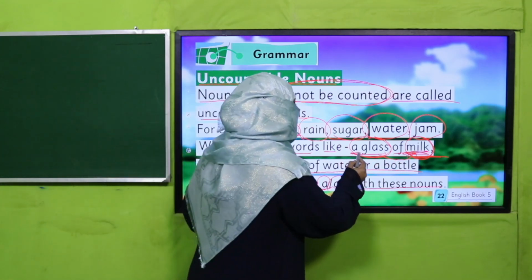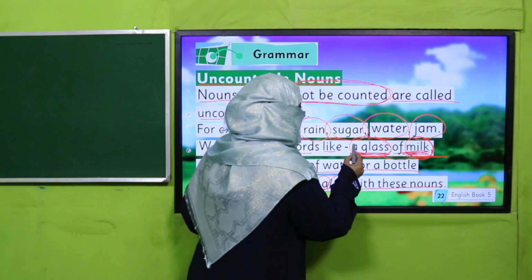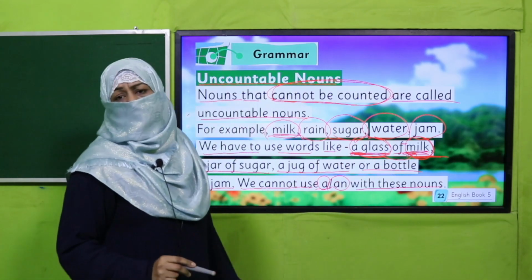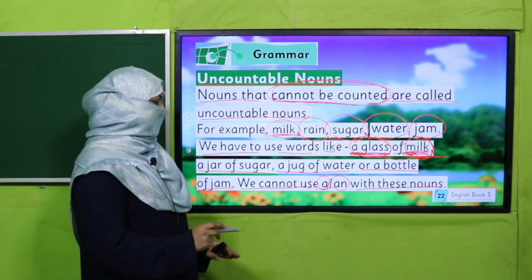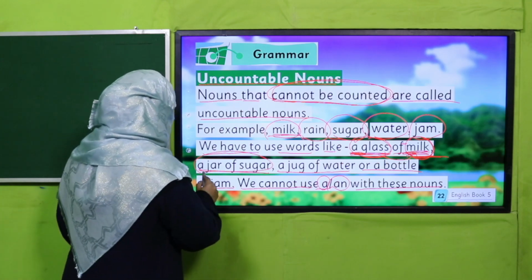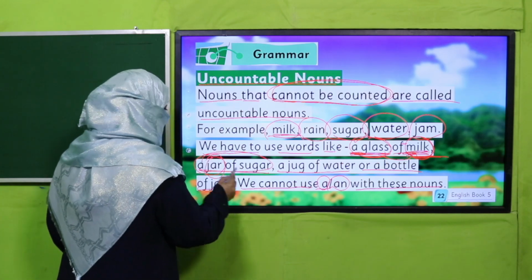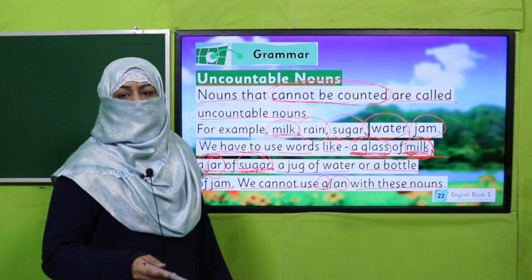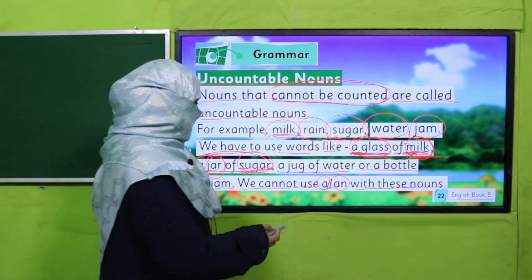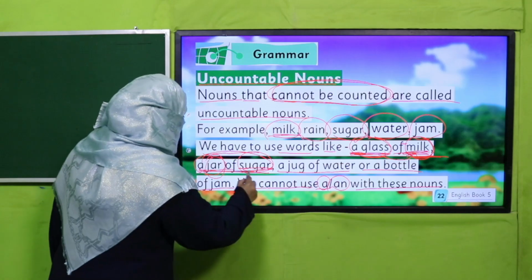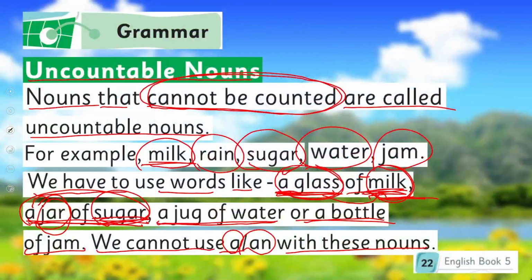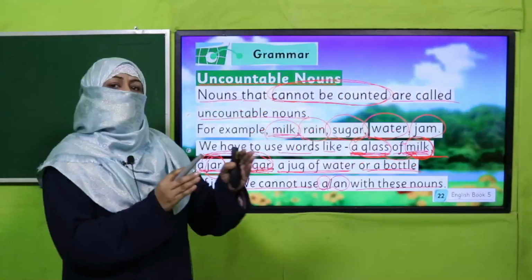Give me a glass. Now, glass is countable. That's why I put a over here. And with milk, I will not use a or an. Do you understand how we say it? A jar of sugar. Now, jar is countable, a jar, but sugar is not countable. I will not say, give me a sugar. That's wrong. All right. So, a jar of sugar, a jug of water, a bottle of jam. Do you understand the concept of countable and uncountable?